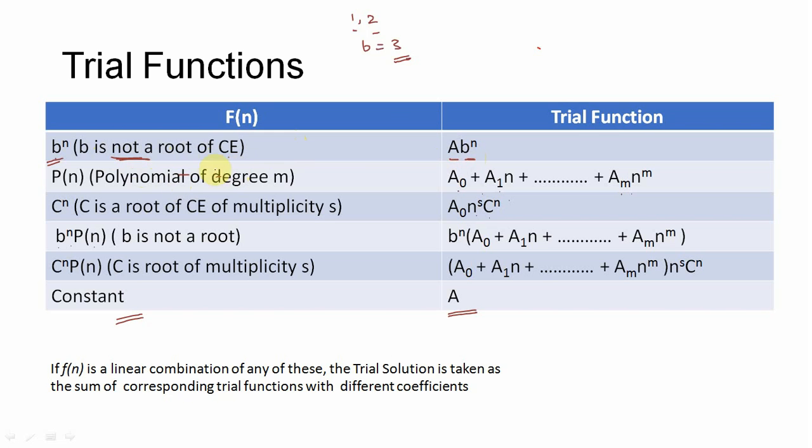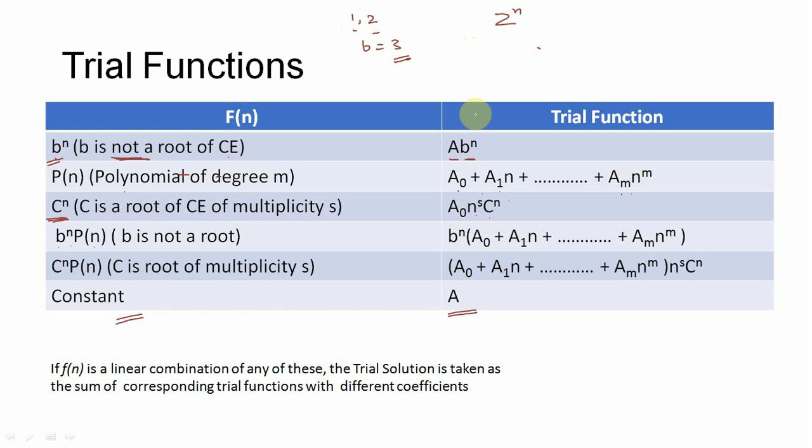If f(n) is of the form c to the power n, where c is a root of multiplicity s, say for example, if these are the roots and I am getting f(n), let us say f(n) is 2 to the power n.